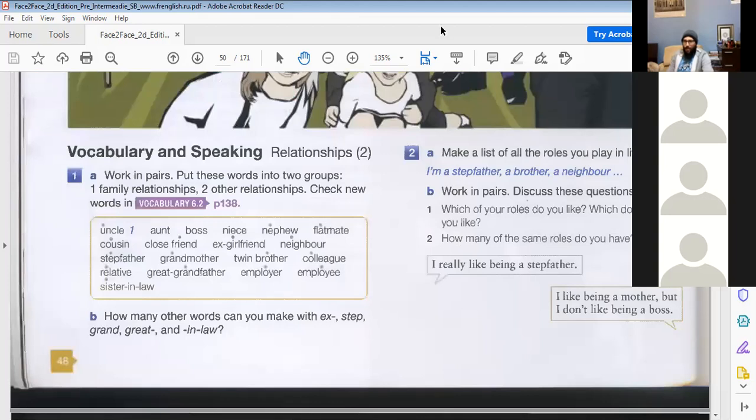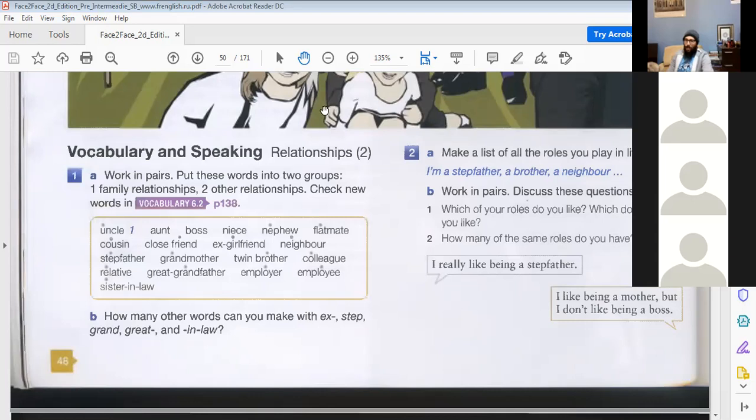So here in this box, we have 3 groups, okay? The first group is family relationships. This is number 1. And number 2, other relationships. So what we want to do is divide this group into number 1 and number 2. If you think the word is a family relationship, we put 1. If you think the word is for another relationship, not a family relationship, we use 2. This is the idea, okay?